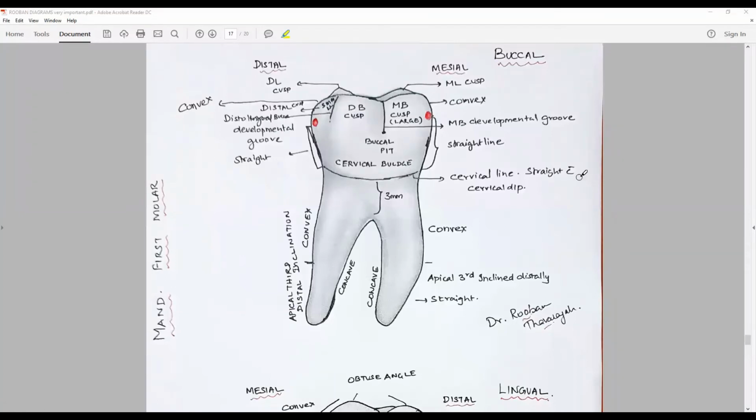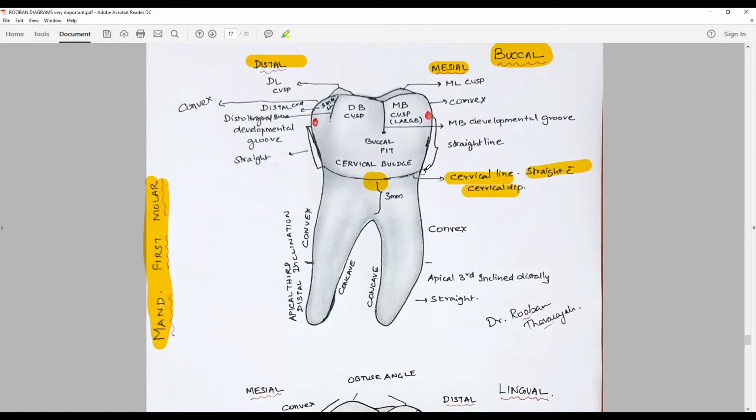This is the buccal, lingual, mesial, distal surfaces diagram with all the salient features in a single frame of the mandibular first molar. To begin with, the buccal surface, right? We have a prominent buccal surface, the mesial outline, distal outline, 2 roots, and 2 cusps, or rather 3 cusps to be factored, right? And the outline is, we have a nearly straight cervical line with a cervical dip at the center.